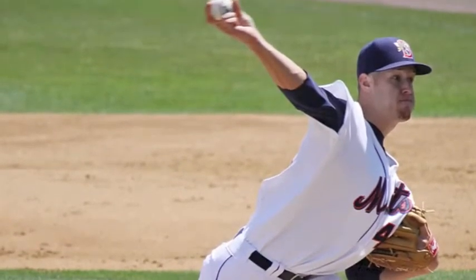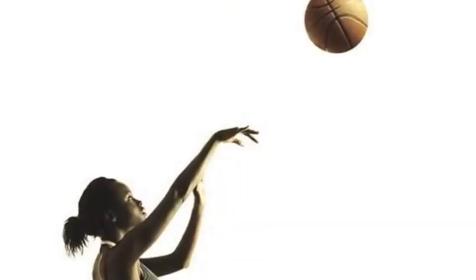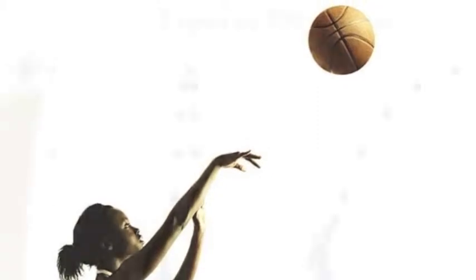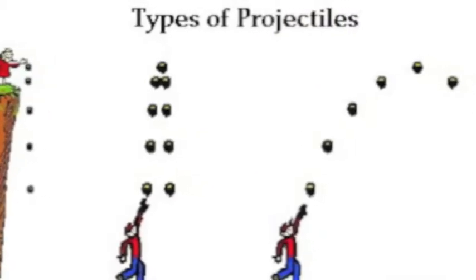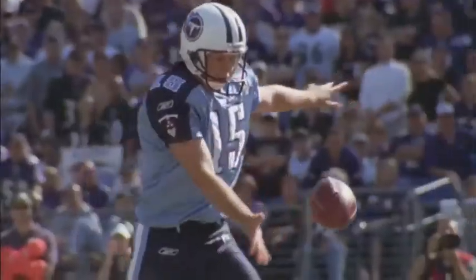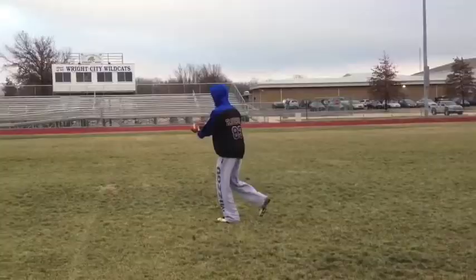Projectile motion is a form of motion where an object, called a projectile, is thrown at an angle and moves along a curved path under the force of gravity. To demonstrate projectile motion more clearly, I will be using the physics behind punting a football as an example.